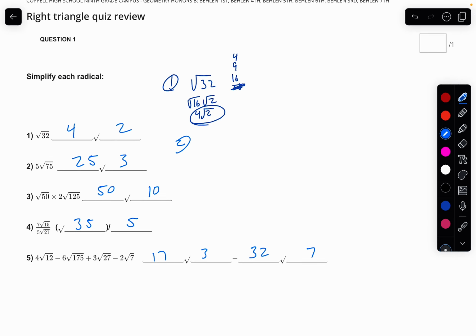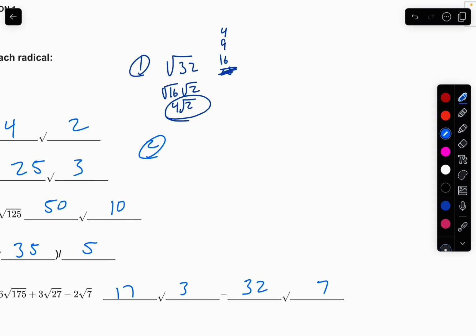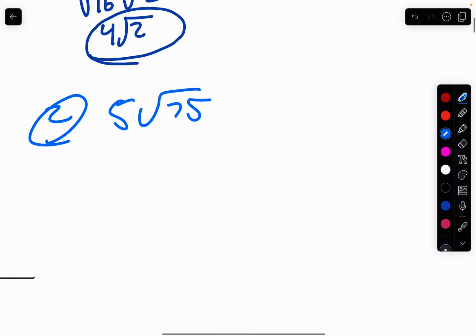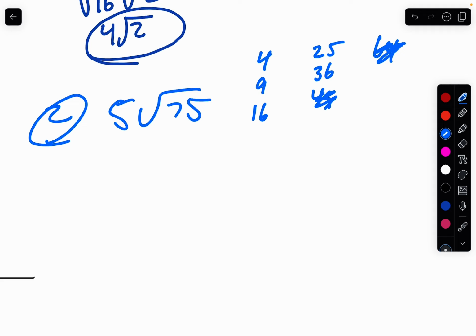Number 2 here is 5 root 75. Let's see what we got. Same process. I'm doing this in my head, but you can write it out if you need to. 4, 9, 16, 25, 36, 49, 64, and then the next one would be 81, which is too big. Well, 64 times 2 is too big. 49 times 2 is too big. 36 times 2 is 72, but it's not going to work out after that. 25 times 3 is looking real good.